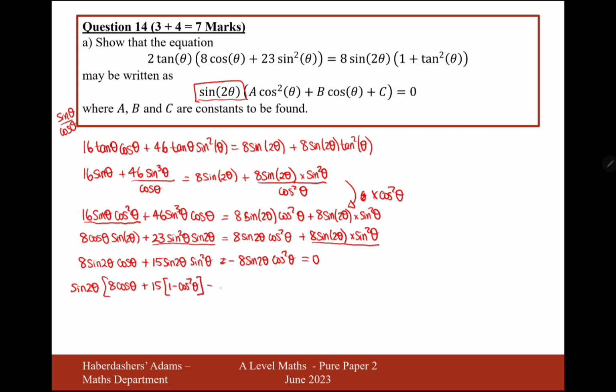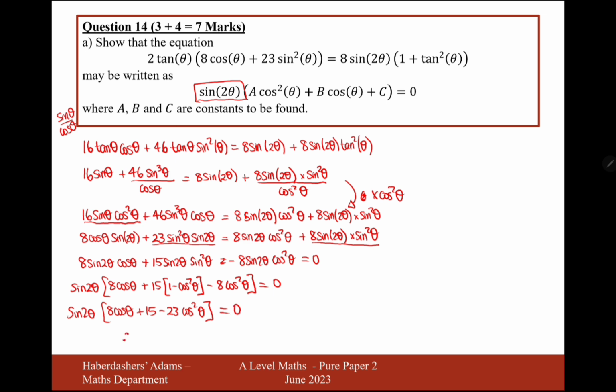And then minus 8 cos squared theta equals 0. Okay, that's pretty good. We're pretty nearly there now. So sine 2 theta, open brackets, 8 cos theta, and then we're going to have plus 15 minus 15 cos squared minus another 8 cos squared, so that would be minus 23 cos squared theta equals 0.